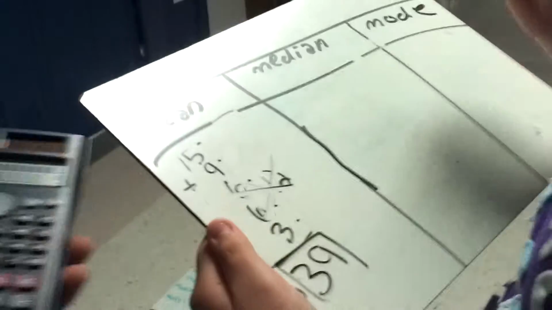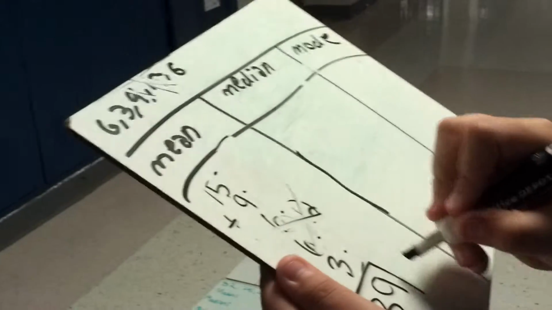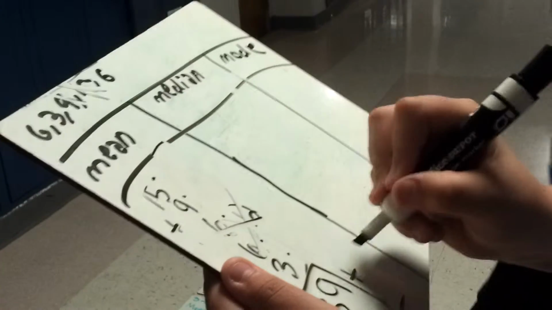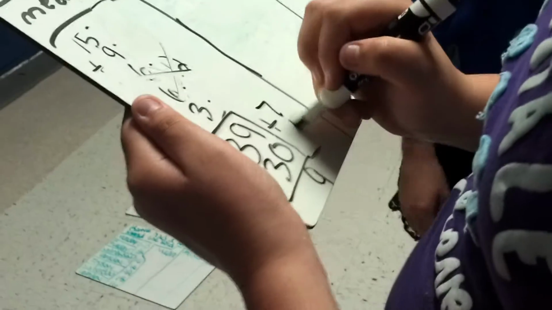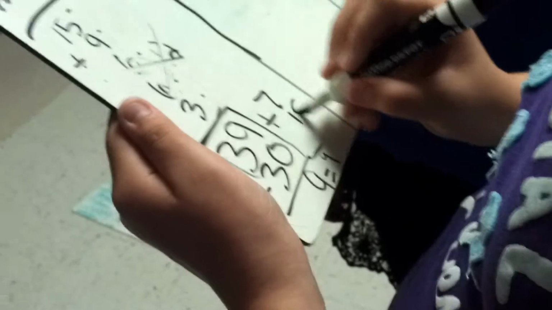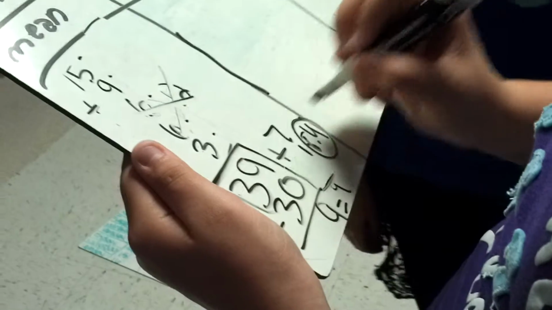So we are averaging it. So we would take 39 divided by how many there are. And there are 1, 2, 3, 4, 5. So now we have to get 5 closest to 39. And that is 7. So 7, and then that's 30. So 39 minus 30 is 9. So 5 to get to 9 is 1. And that would equal 4. So 8.4 is the answer.